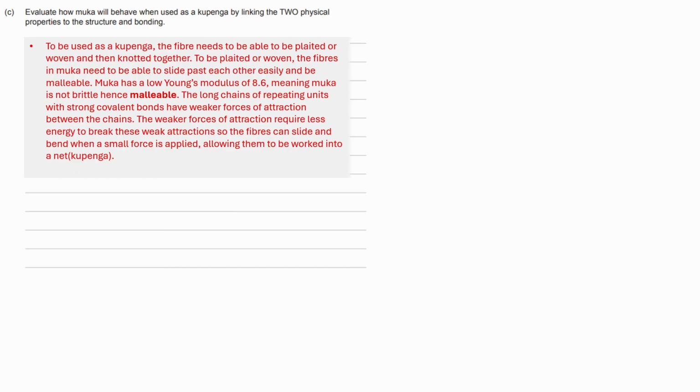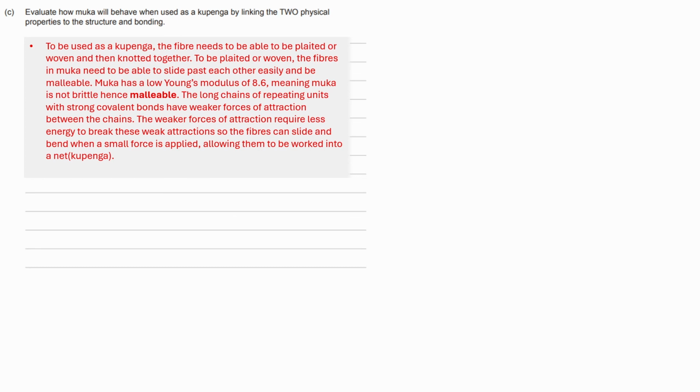To be plaited or woven, the fibers need to be able to slide past each other easily and be malleable. So we're saying, to be able to do this, it has to be malleable. And then we remember the link to the actual value that was given in the table. It has a Young's modulus of 8.6, meaning it is not brittle and hence it is malleable. Now we're going to relate it to the structure. The long chains of repeating units have strong covalent bonds, but weaker attractions between the chains. The weaker attractions between the chains allow the fibers to slide past each other, and that's why they're malleable.